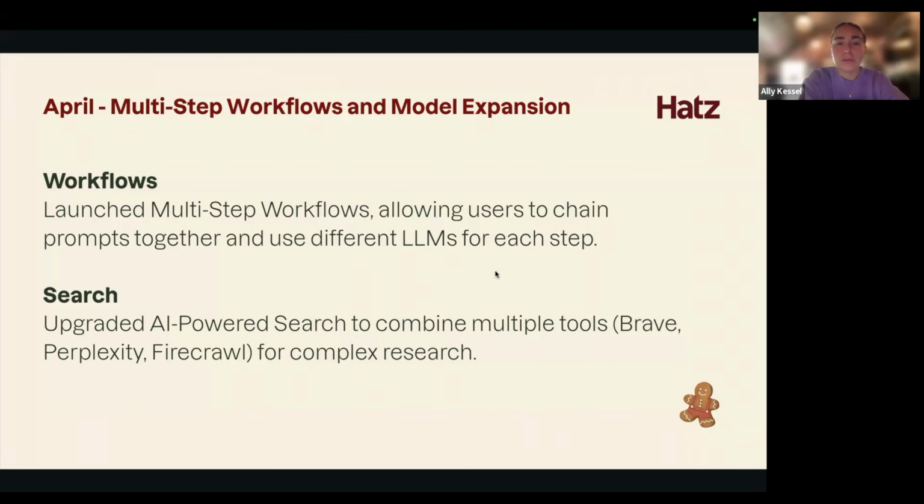This is also when we really started to leverage AI-powered search. And at the time, if you were here back then, you remember AI-powered search was just one button, right? We had no tool selector. There weren't tons of tools. We just clicked that AI-powered search button, and it combined Brave, Perplexity, and Firecrawl.